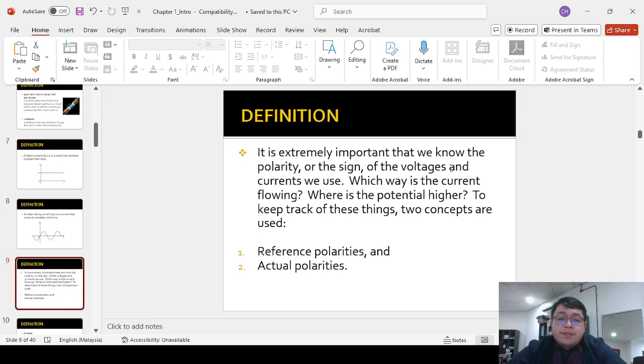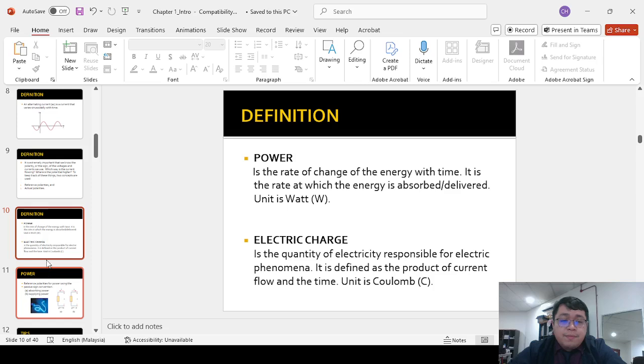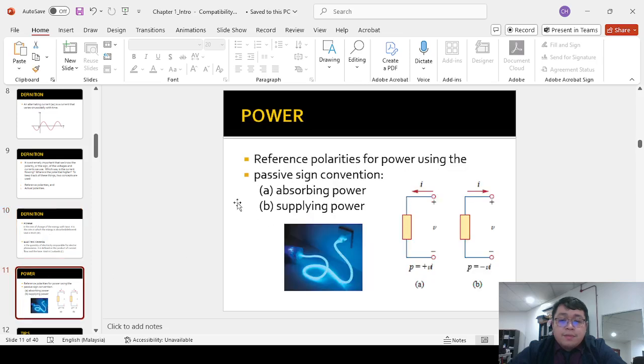It is extremely important that we know the polarity or the sign of the voltage and current we use: which way the current is flowing and where the potential is higher. To keep track of these things, two concepts are used: reference polarities and actual polarities. As you can see here, the reference polarities for power use the passive sign convention. A represents the absorbing power, while B represents the supplying power.